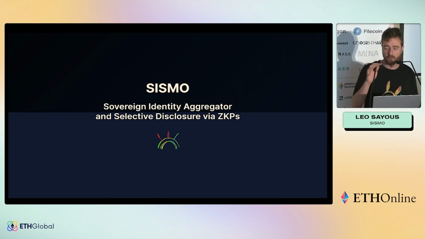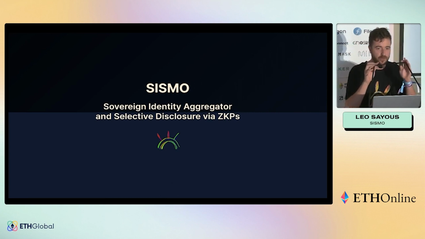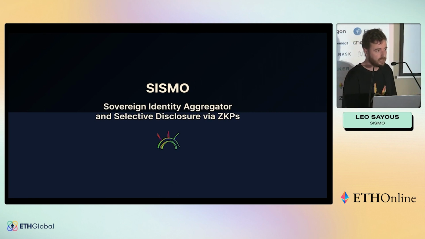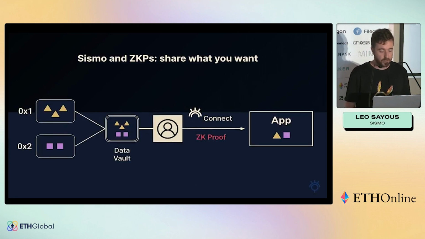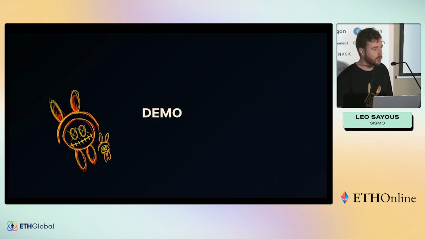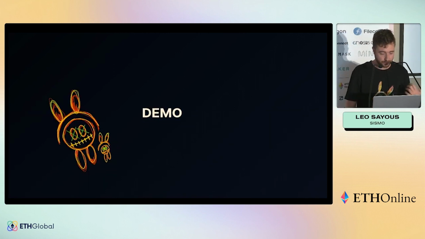So at Sismo, what we do is leverage zero knowledge proofs to enable users to aggregate their identities and selectively disclose some piece of personal data directly to applications. Here we can see we have 0x1 and 0x2, and we are able to aggregate this data, generate a zero knowledge proof of some small piece of personal data inside it, and bring it to an application with a single sign-on, so SSO flow. I'm going to do a demo right now, so you will understand more how it works.